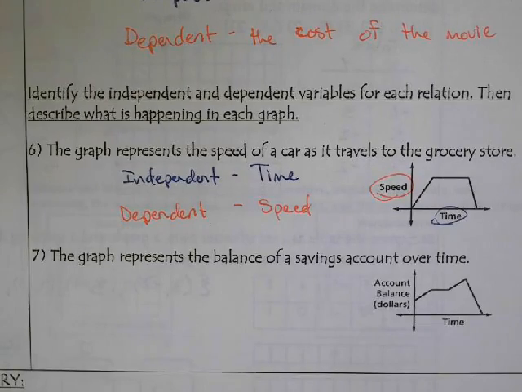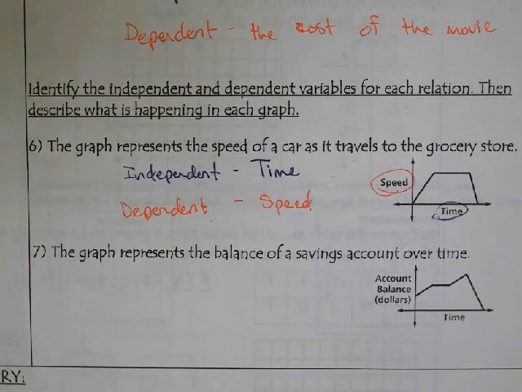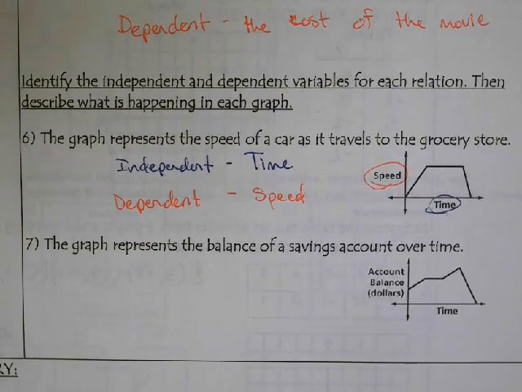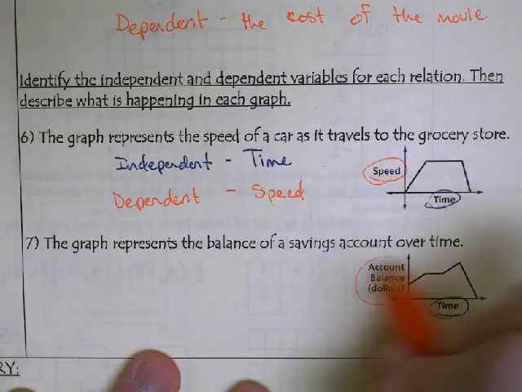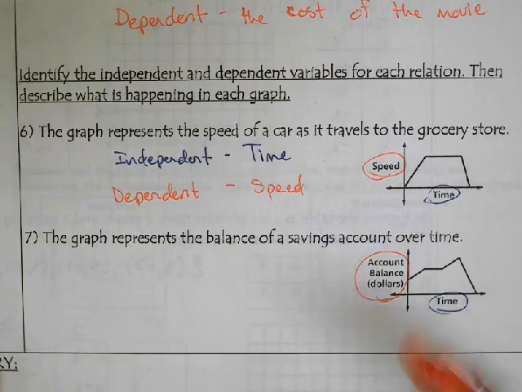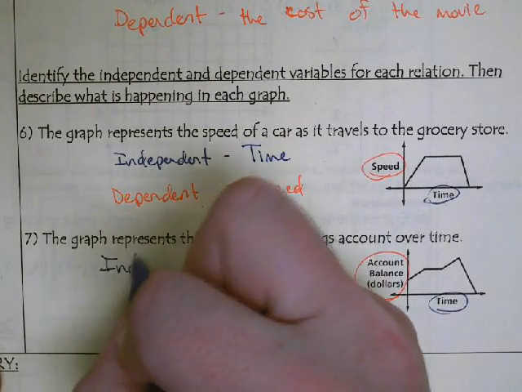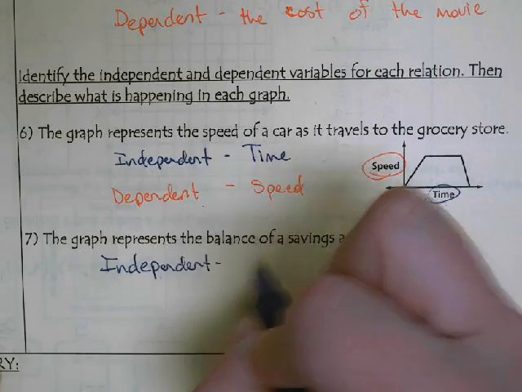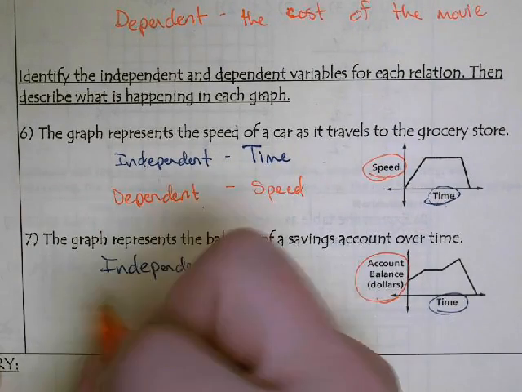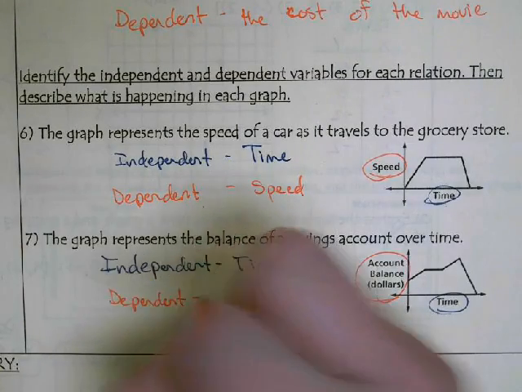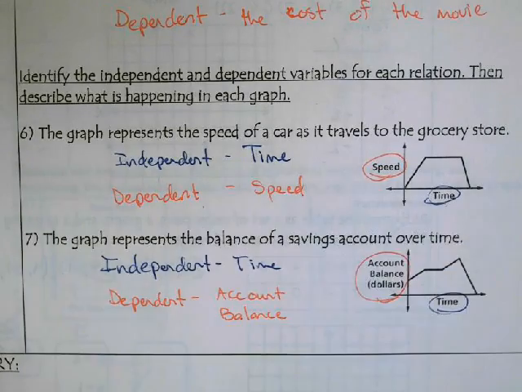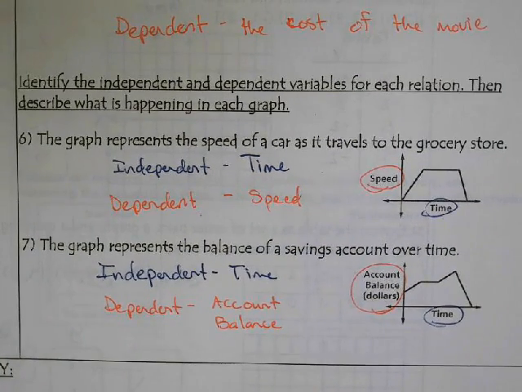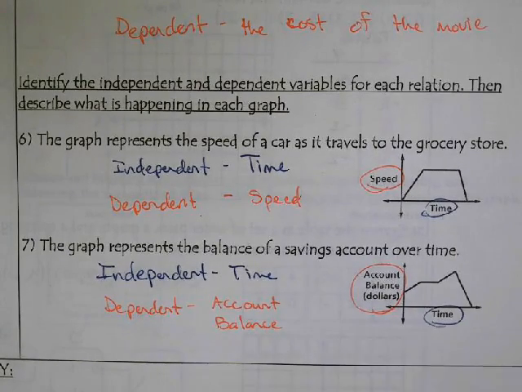So go ahead, try number 7 real quick. Should be fairly straightforward. And yes, our dependent will be time, and our independent will be our account balance. Sorry, I misspoke. Our independent is time, and our dependent is our account balance. Like that. So that's how we can use a graph to identify our independent and dependent variables.